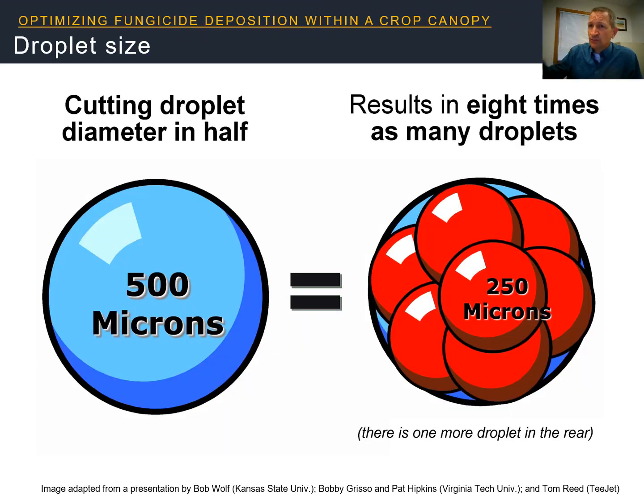Before we go into the methods or the results, let me back up for a second and explain a few concepts. When someone talks about droplet size, they're talking about the diameter of the droplet. So let's take an example here of a 500 micron droplet. Now, if we were to cut that droplet size in half, the 250 micron droplet, how many droplets do we have for that same amount of volume? It's actually 8, not 2. And that's because we're talking about volumes now.